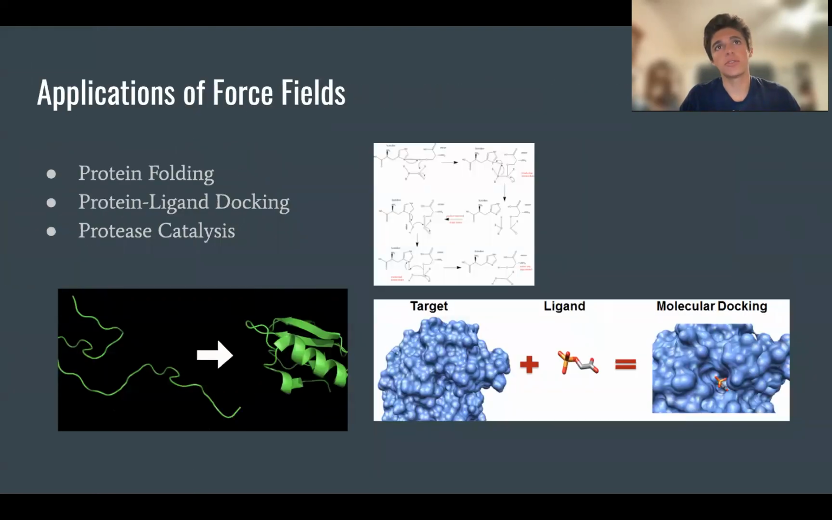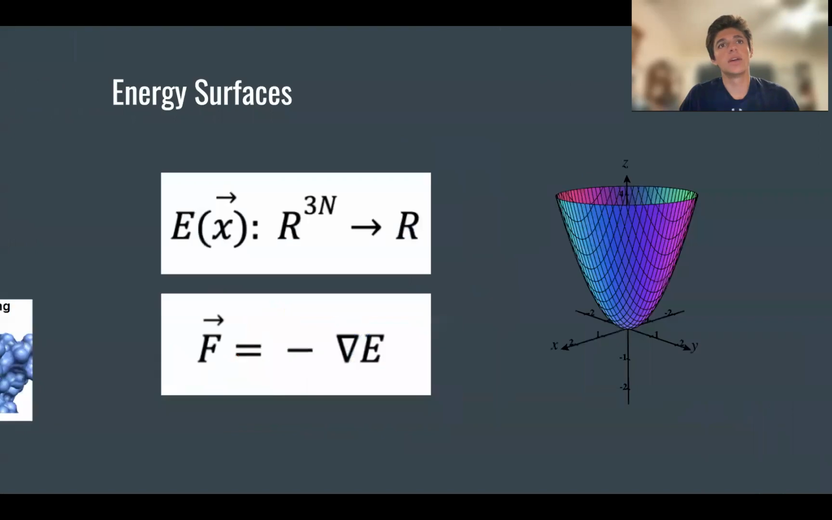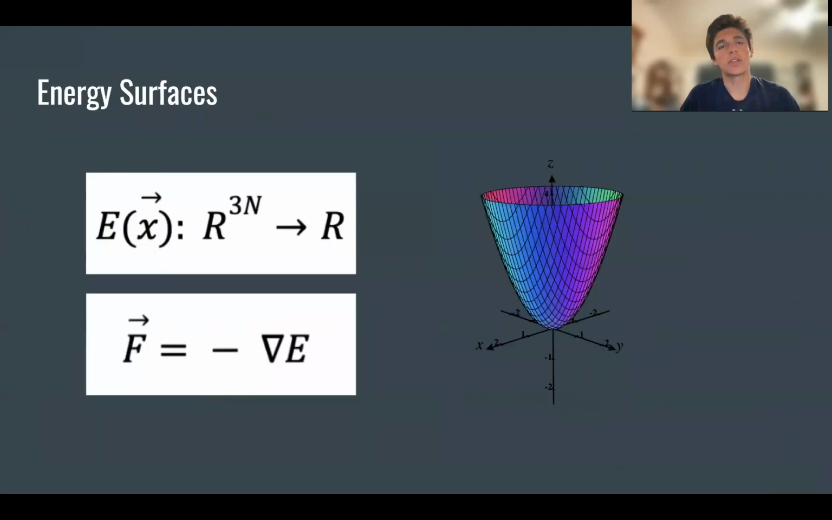Accurate force fields are critical to many protein-related simulations, including protein folding, protein ligand docking, and protease catalysis. Essentially, an energy surface for a molecule with n atoms is a 3n dimensional surface in R^(3n+1), where the input vector represents the positions of the various atoms in a given molecule, and the output, a scalar, represents the total energy of the surface.